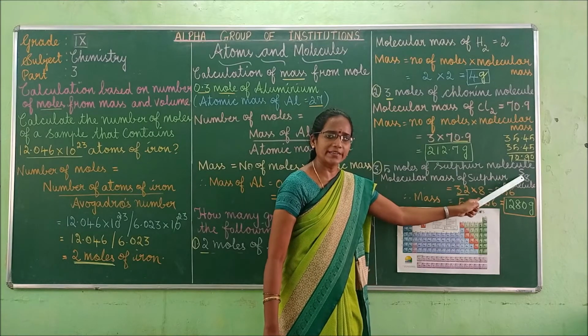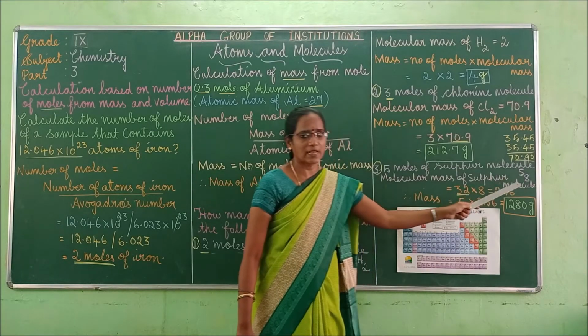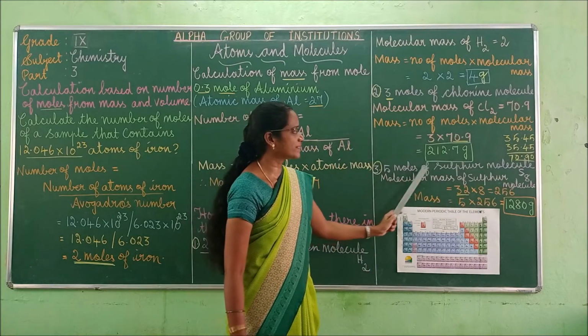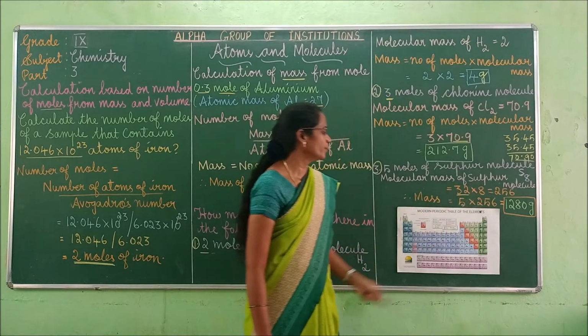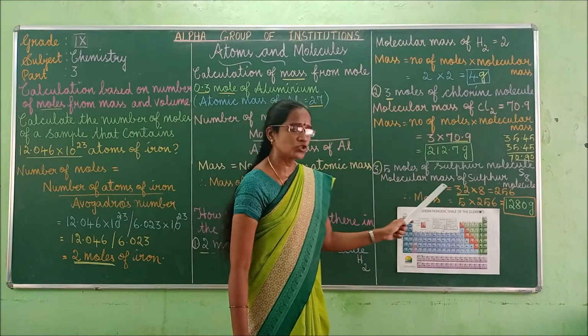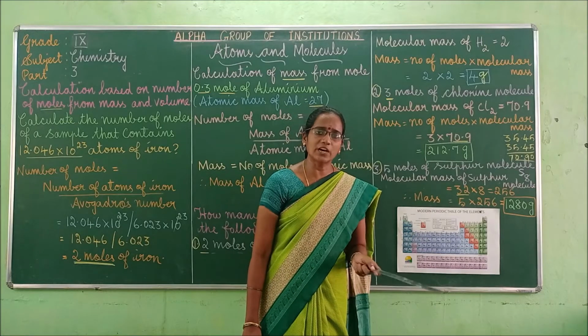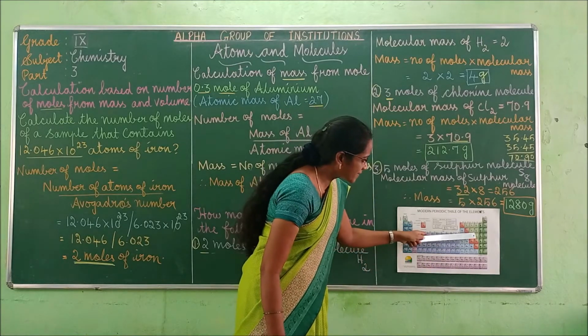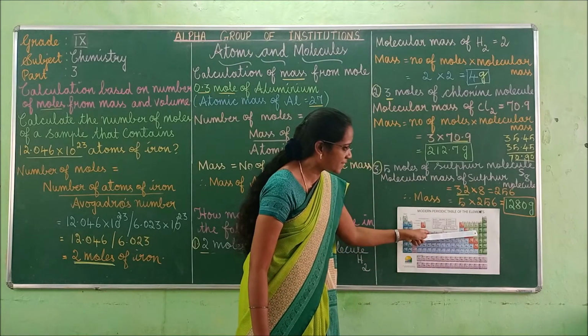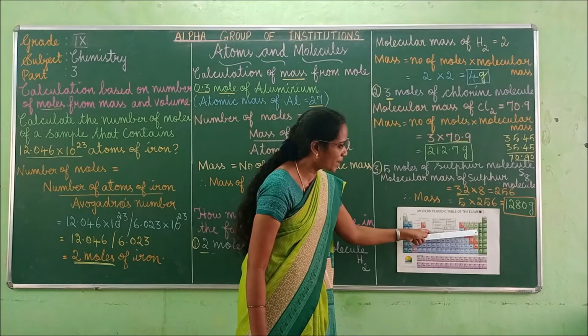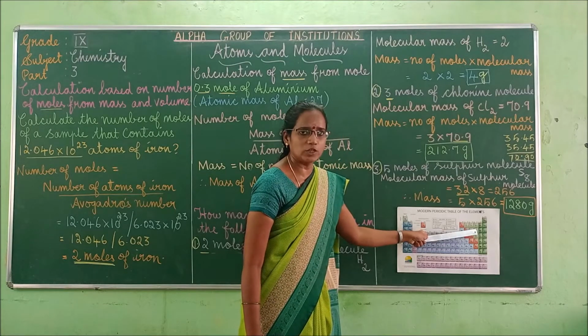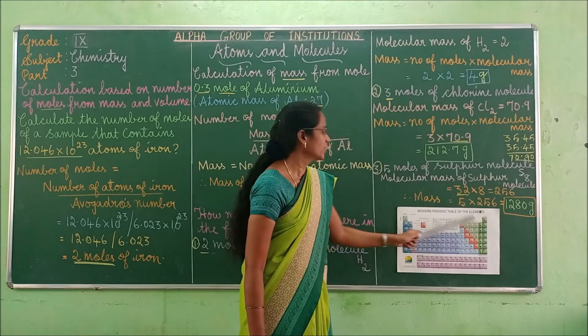It means it contains 8 atoms of sulfur, right? 5 moles of sulfur molecule. For that, what do you have to know? You should know the atomic mass of sulfur, isn't it? Here, see, this is the sulfur element. The atomic mass given is 32. Okay, right.